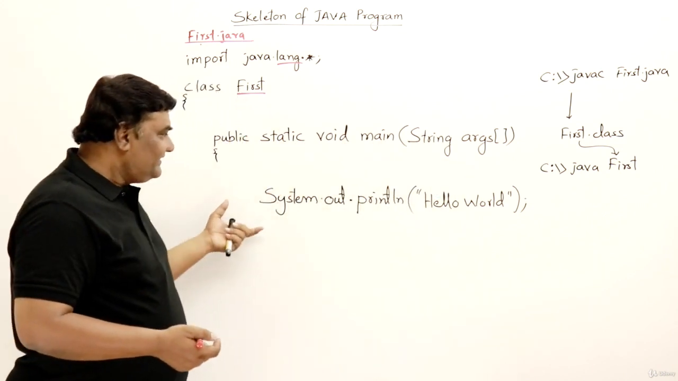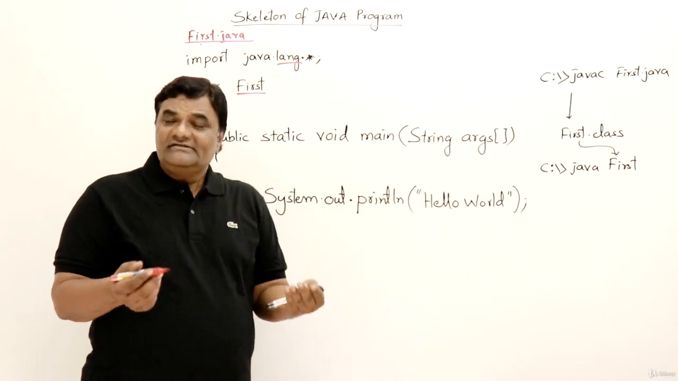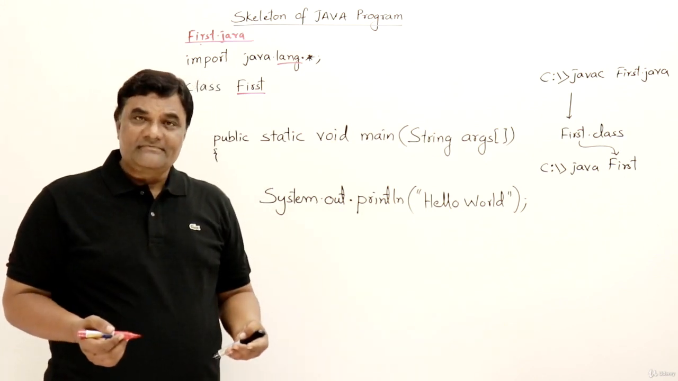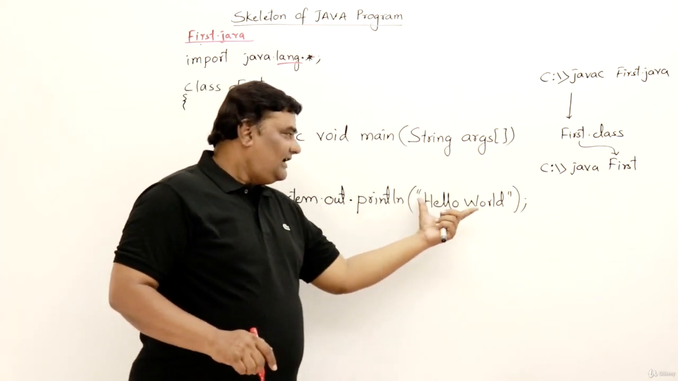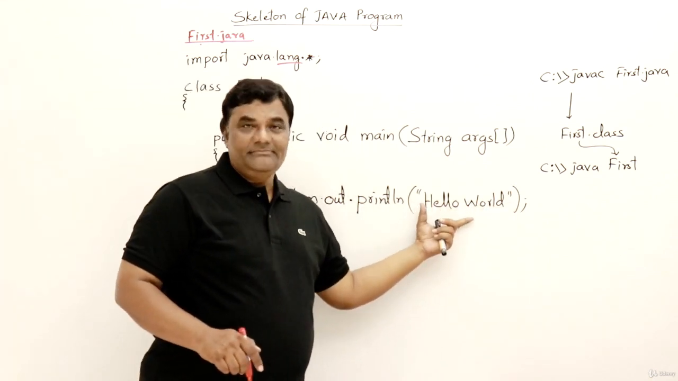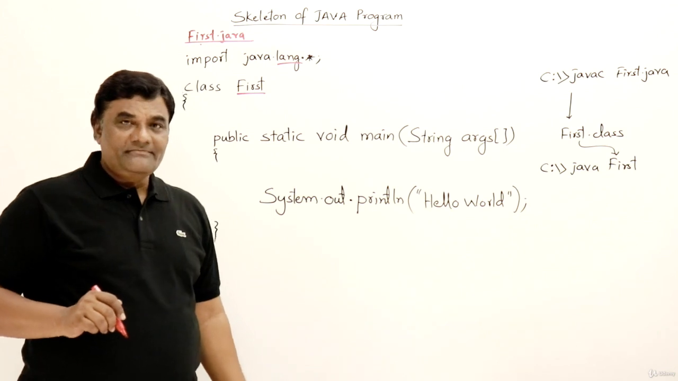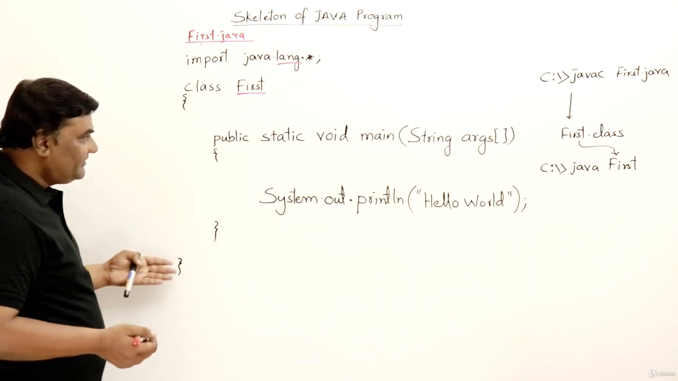Then inside this, System.out.println is useful for printing. Whatever you want to display on the screen, you have to use this, and inside double quotes you write whatever message you want to print on the screen. So that's all. This is the program. This is the first program.